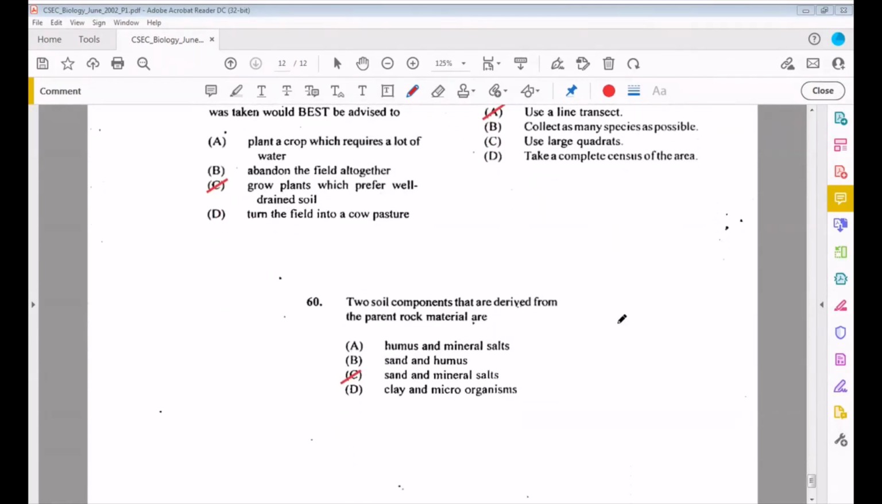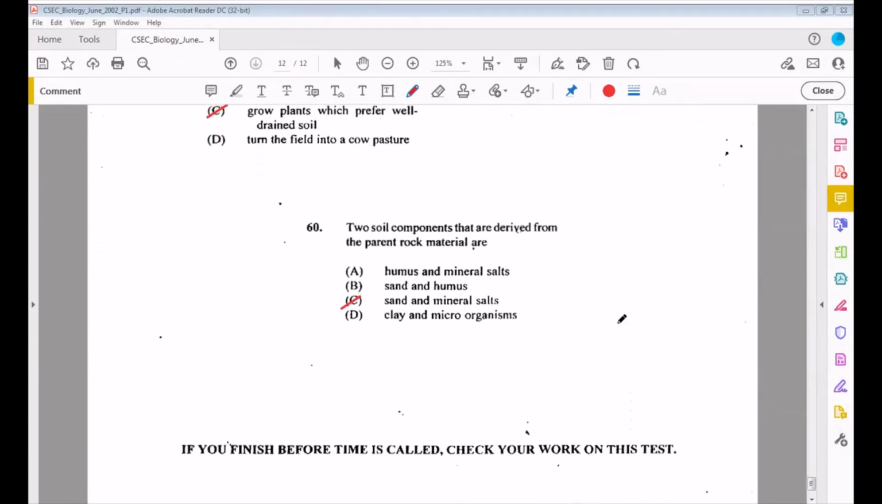And finally, the last one, 60. Two soil components that are derived from the parent rock material are C, sand as well as mineral salts. So that brings us to the end of this 2002 May June multiple choice biology past paper.